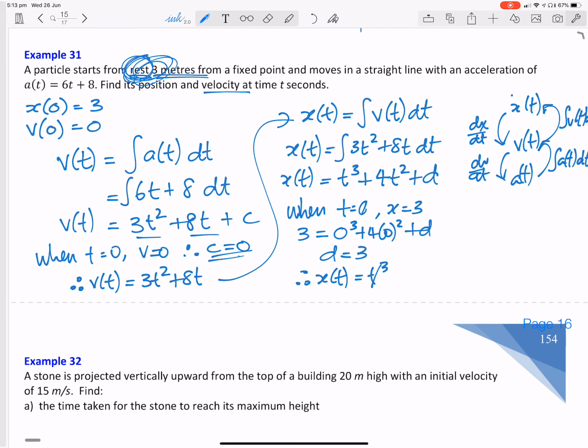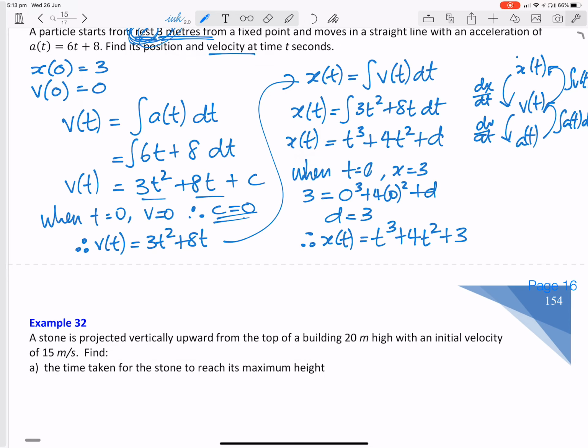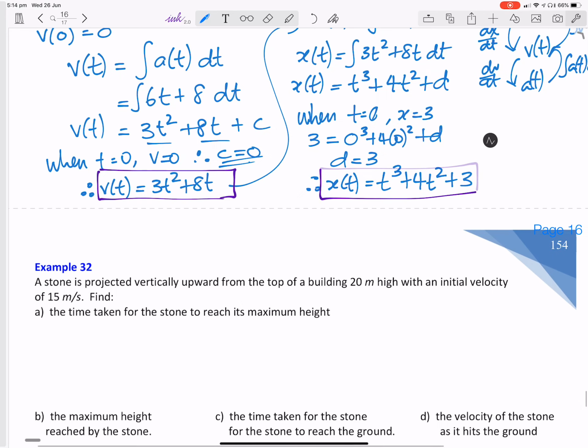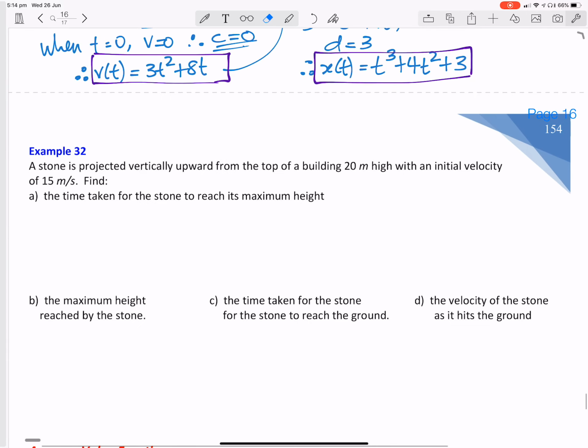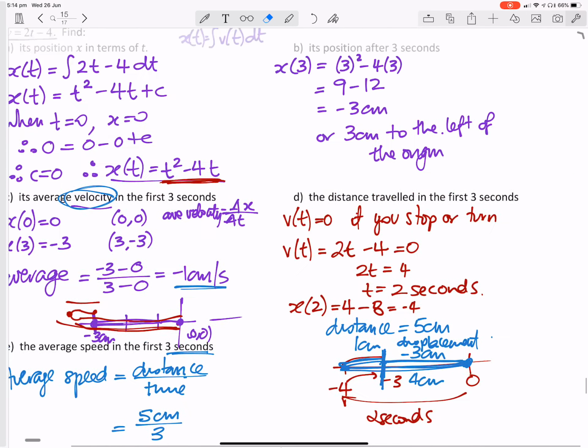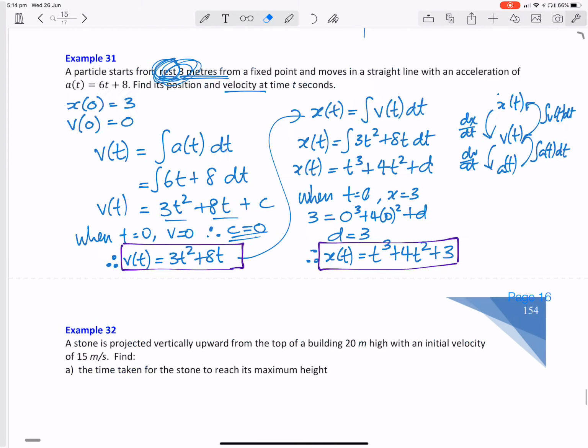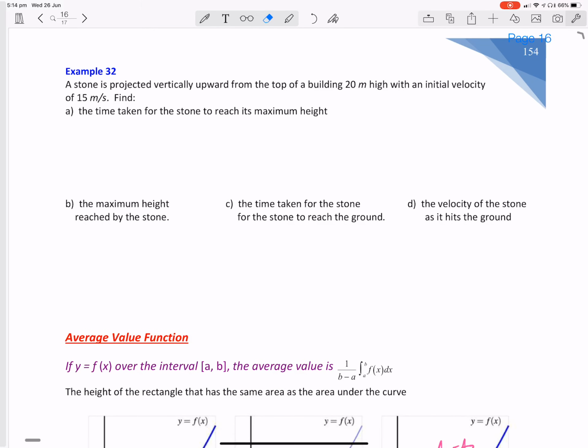Therefore, x of t is t cubed plus 4t squared plus 3. So there's our two functions, v of t and x of t. Okay, so they're looking at particles traveling in a straight line.